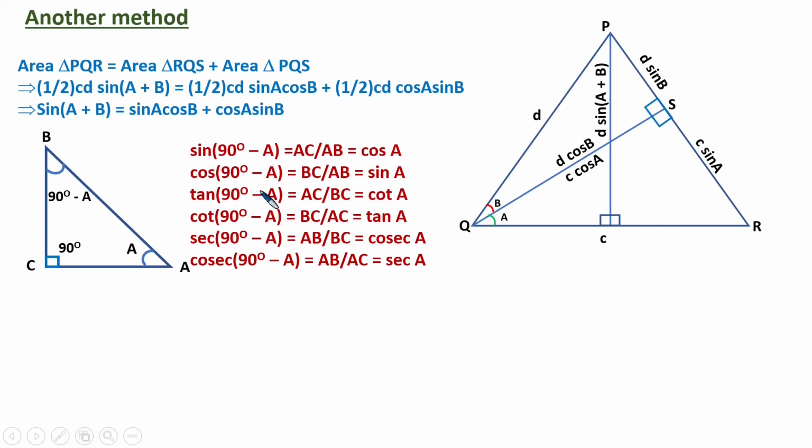Similarly, tan of 90 minus a is sine of 90 minus a over cos of 90 minus a, that is cos by sine, and cos by sine is cot. Tan is sine by cos, and cot is the inverse of that. So similarly, cot will be the inverse of tan, sec will be the inverse of cos, which is 1 by cos, and cosec will be 1 by sine. You just check it here.